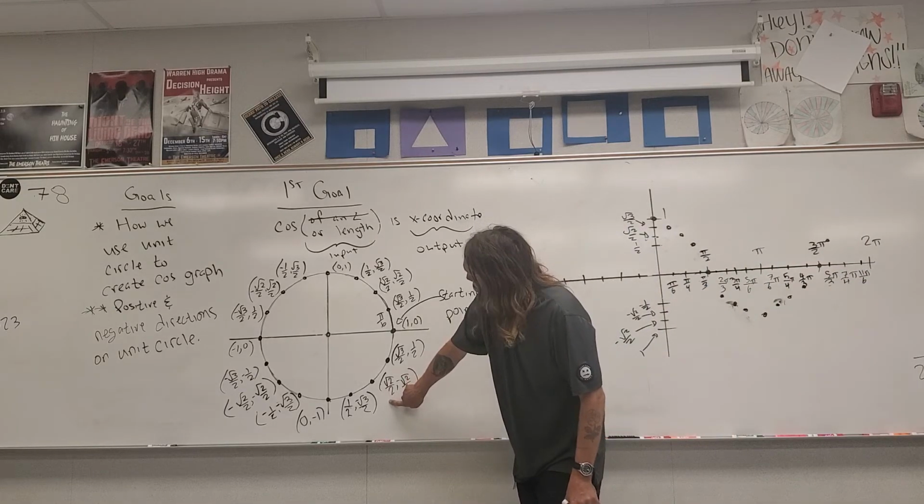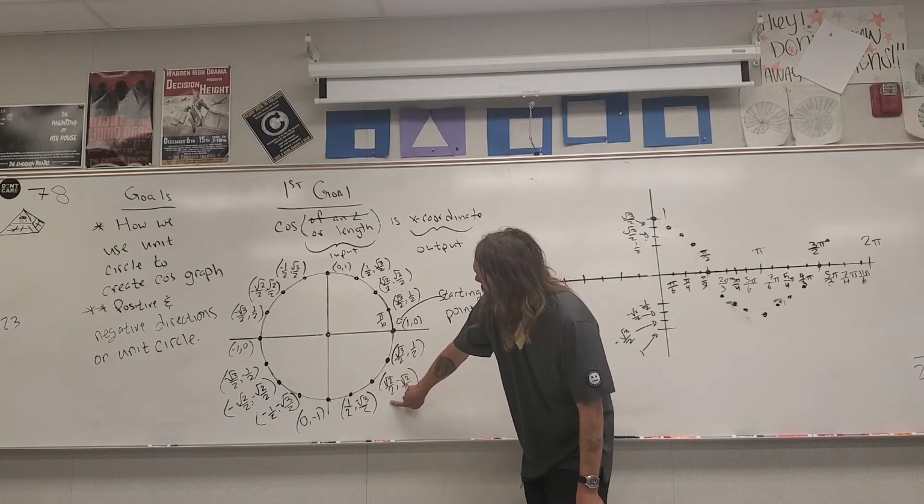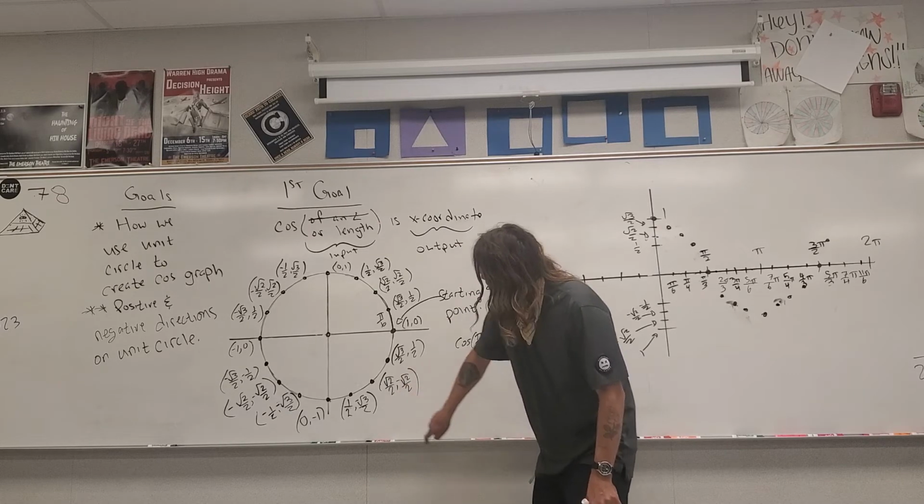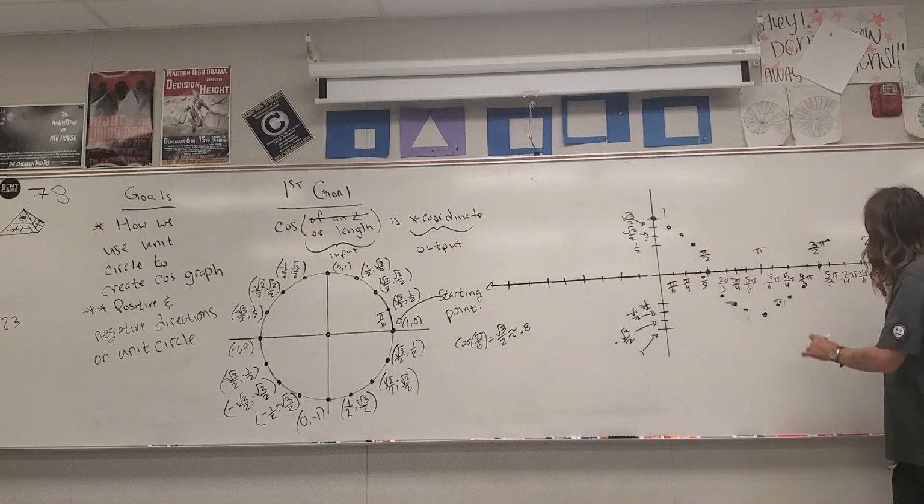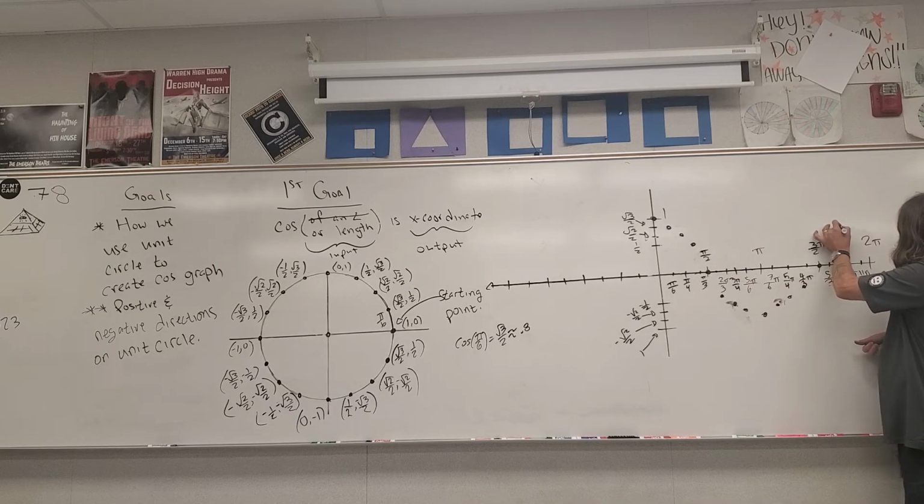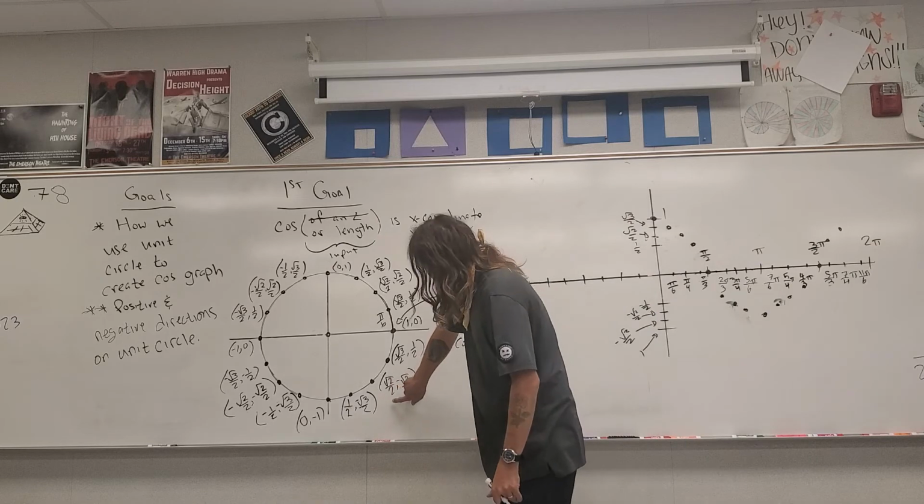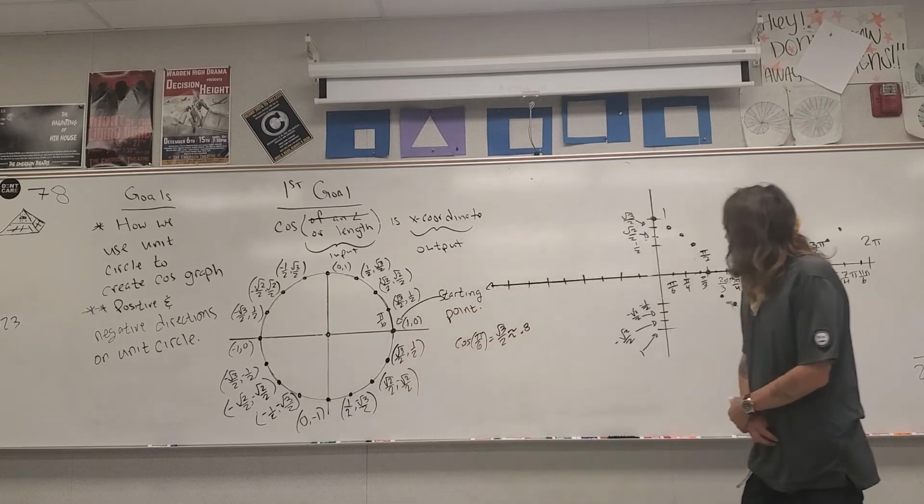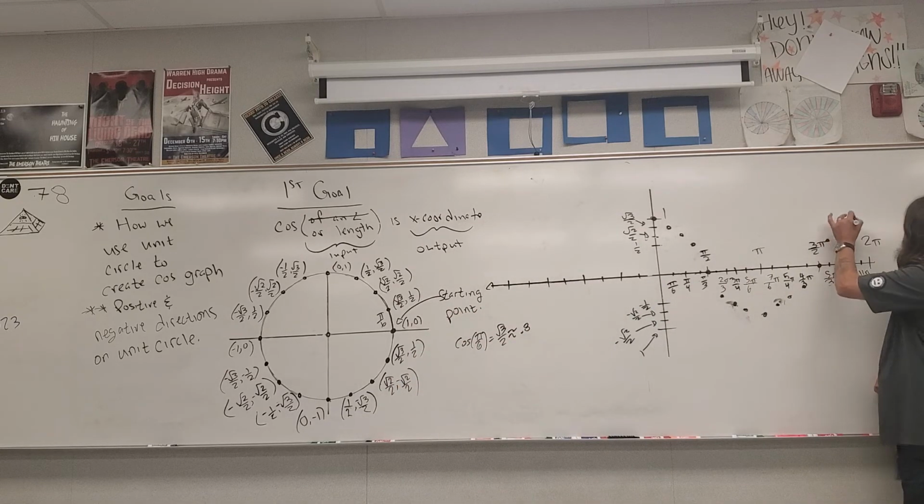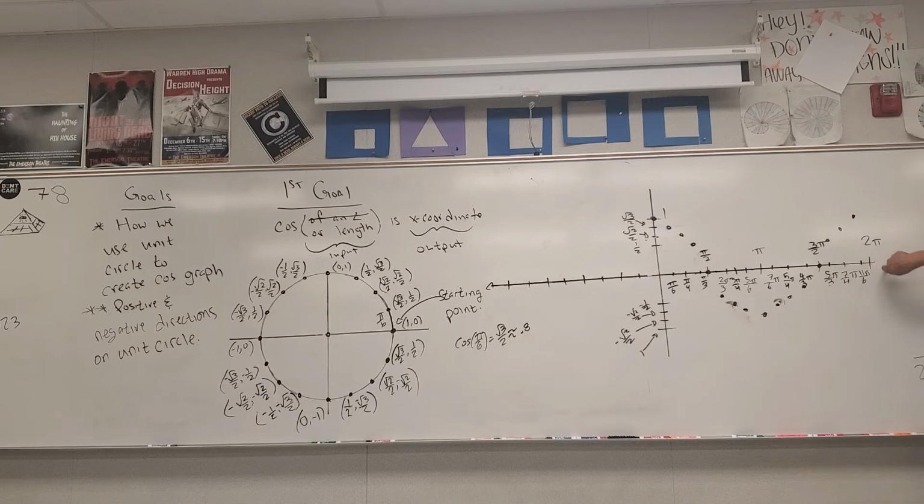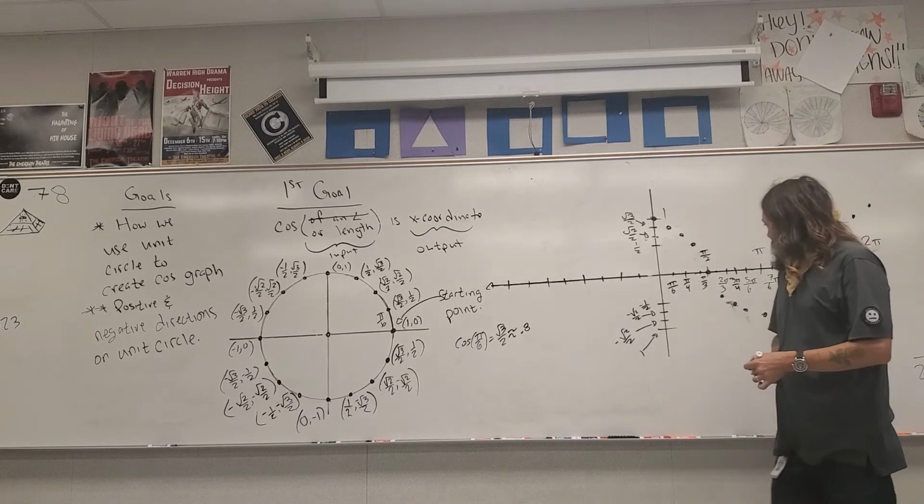At 7/4 pi, I have a height of square root of 2 over 2. And at 11/6 pi, I have a height of square root of 3 over 2. And at 2 pi, all the way around, I again have a height of 1. Okay, so let me connect the dots here.